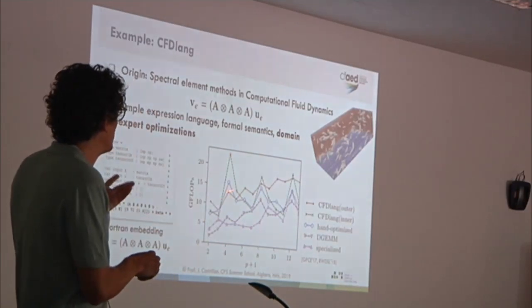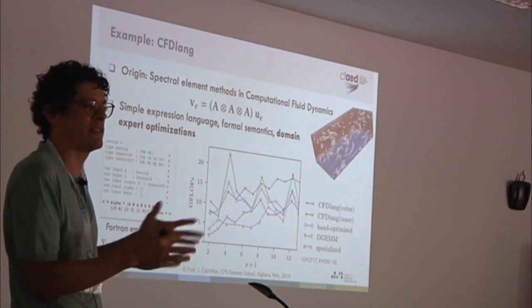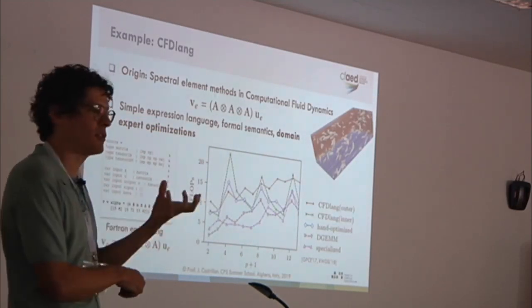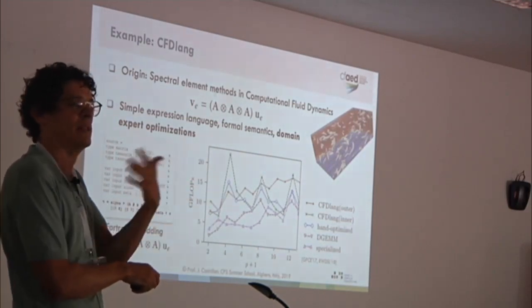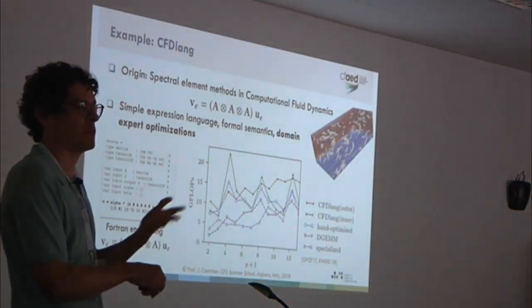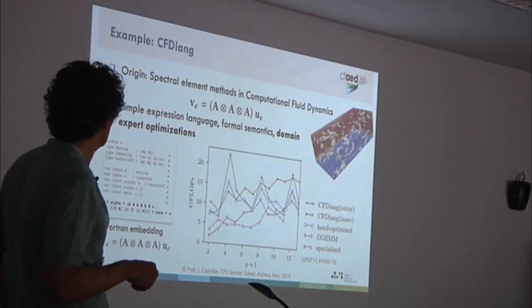But in principle, what we did in the compiler was to encode these domain expert optimizations. It was not very fancy optimization. It's just a matter of really capturing what is essential to convey information to the compiler so the compiler can make the right decisions. And for the right decisions, we got inspired by what we know that this expert programmer was doing. So that's very important.